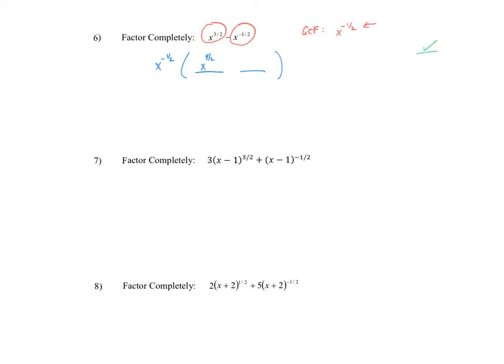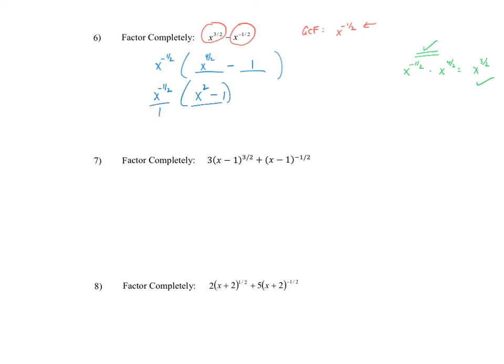Again, we can go over here and check that if you want. X to the negative 1/2 times x to the 4/2 is x to the 3/2. Check. In our second group, we're left with a minus 1. So now we can simplify a little bit further. X to the 4/2 is x squared, so we have x squared minus 1.